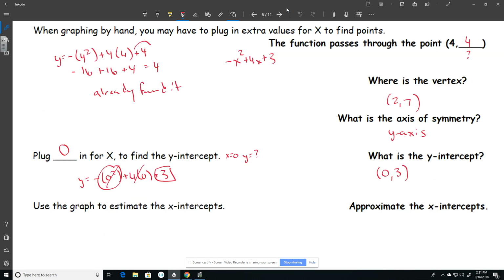Right here, I added 4 instead of adding 3. That's not supposed to happen. That's supposed to be a 3, which means this is a 3, which means the function passes through 4, 3.